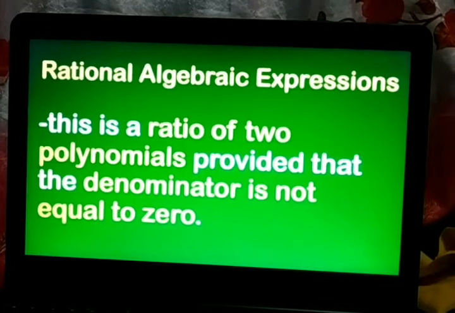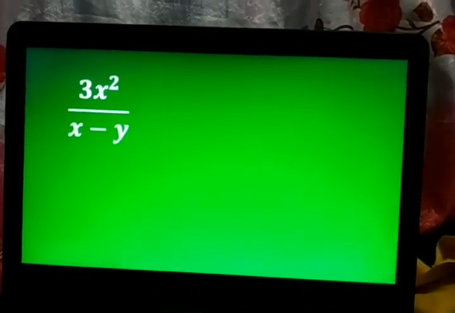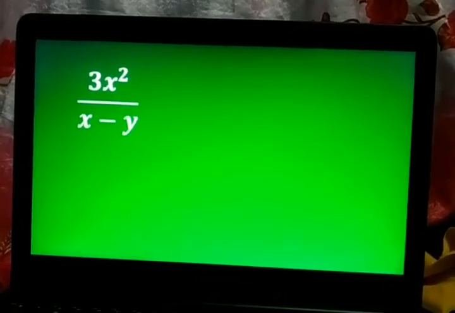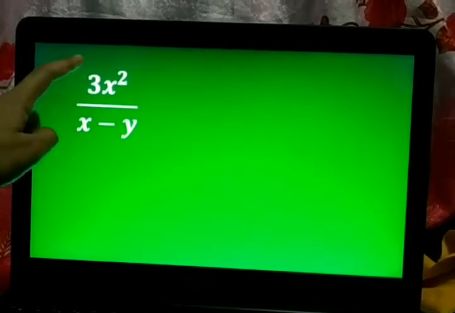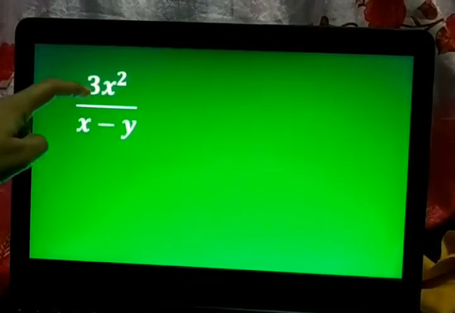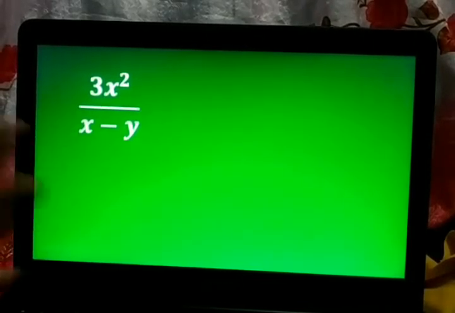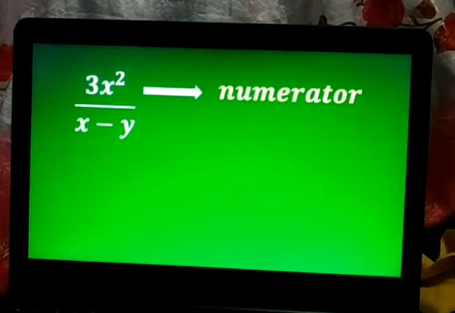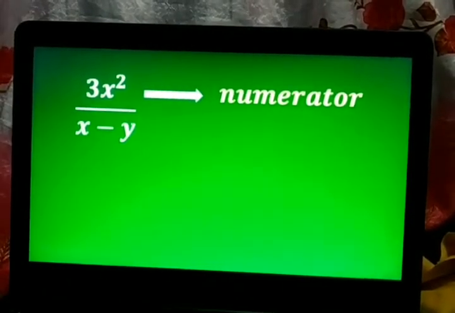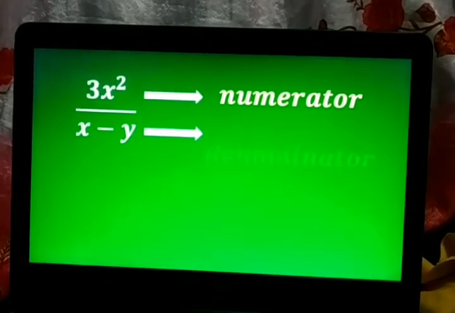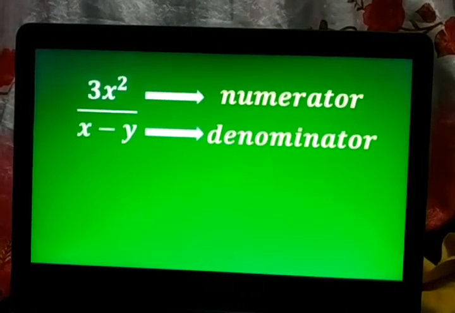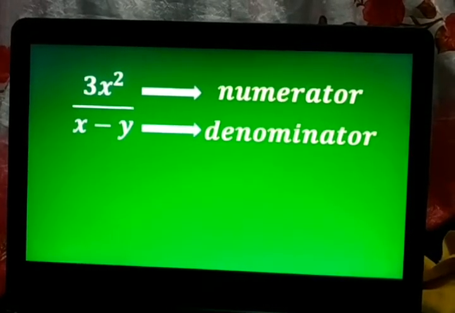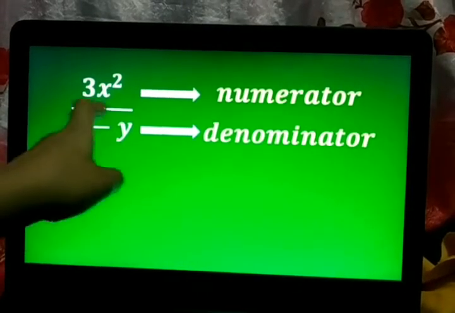Let me give you an example. Like this, 3x squared over x minus y. This is in the form of a ratio or a division. 3x squared is a monomial and x minus y is a binomial. Your 3x squared is your numerator. The number on top of the bar is your numerator. X minus y is your denominator. Let us focus more on the denominator. Just leave the numerator, and focus on the denominator.